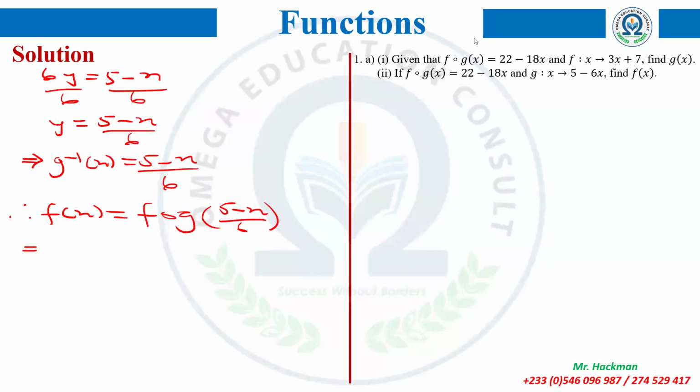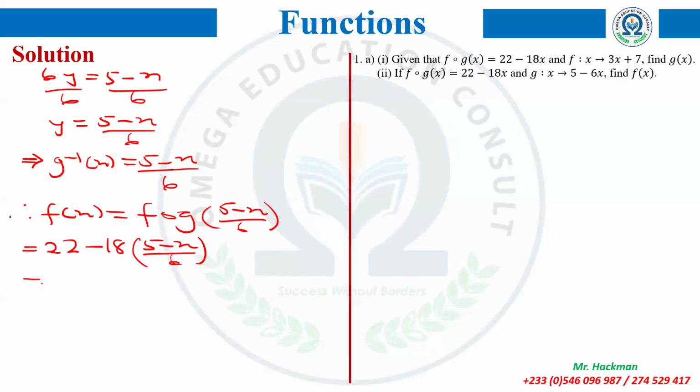So I've done this. So it's A. We're given f of g. We know f of g of x. So once you know f of g of x, you know f of g of anything. So now we are finding f of g of this one instead. So wherever you see x in f of g, it is what? It is 5 minus x over 6. So I'm going to get 22 minus 18x, but your x is now 5 minus x all over 6.